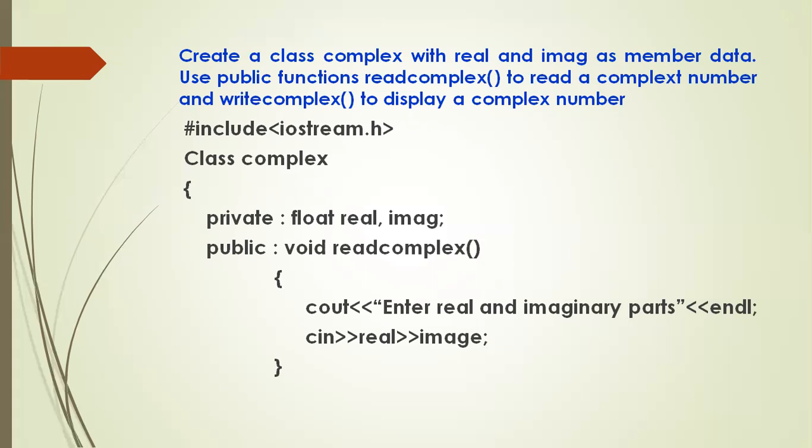What is the complex number format? A plus iB. A is the real part, B is the imaginary part. Class complex, private: float real, image. Next, under the public access, public colon void read complex. cout, enter the real and imaginary part, cin real and image.